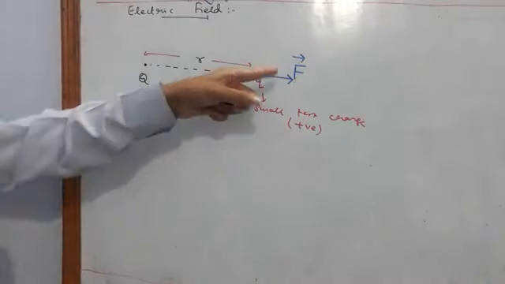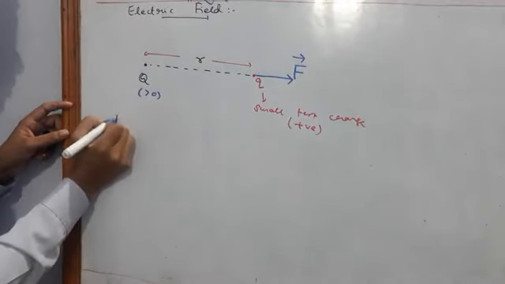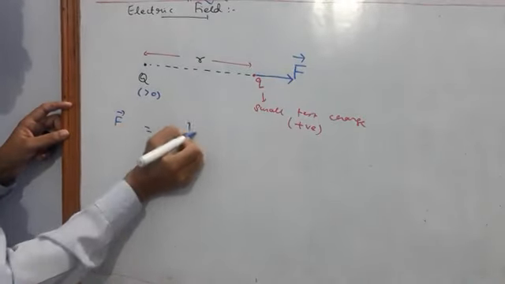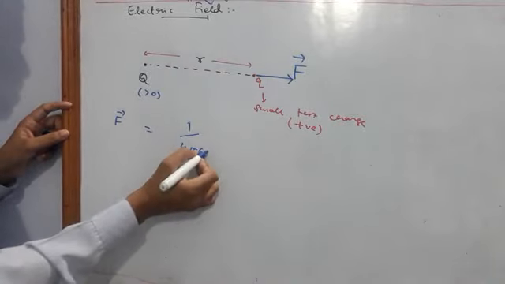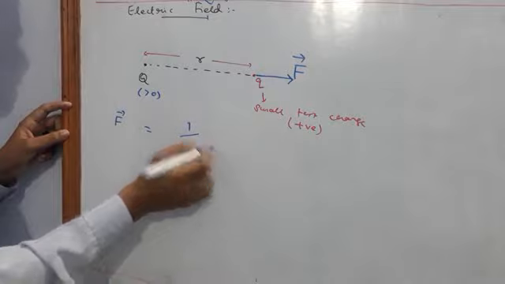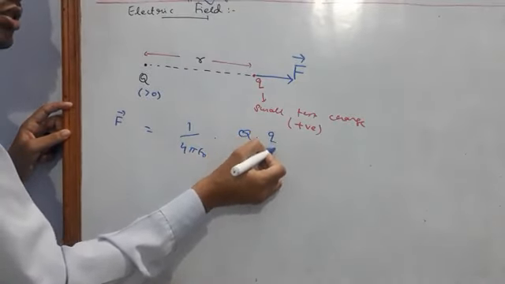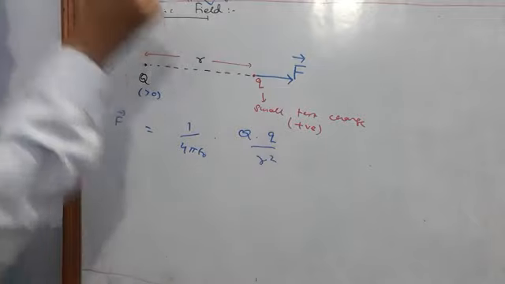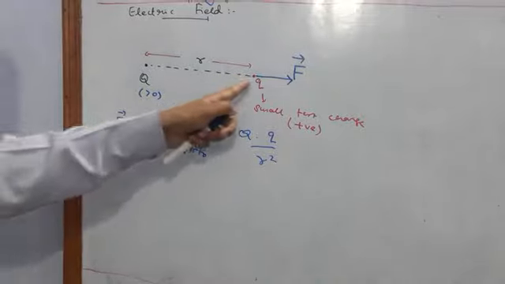This will experience a force, and you know that force will be given by the formula F vector is equal to 1 by 4 pi epsilon naught. If you assume this is a medium, then you should put epsilon r. I am taking it as vacuum itself. Product of charges q into q divided by square of distance between them. Now if this is the force between these two charges, then how do we find the electric field at this point?